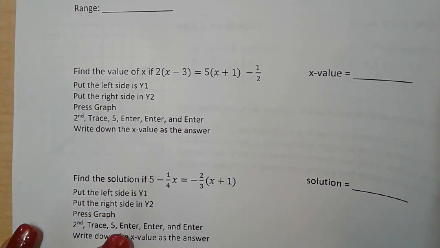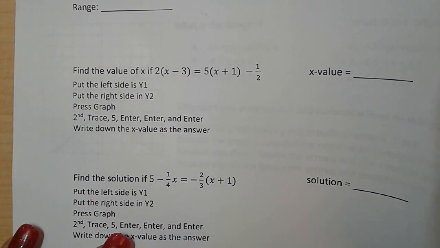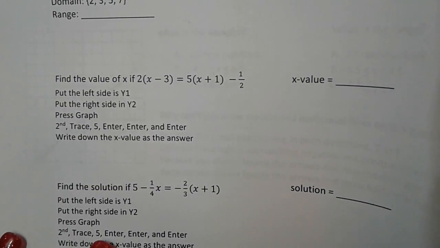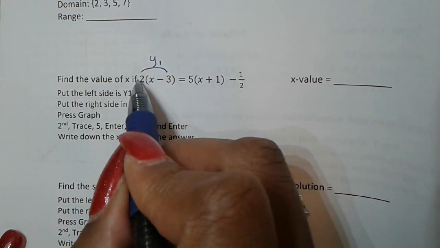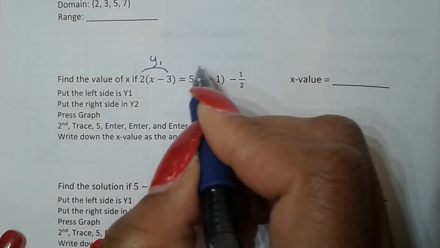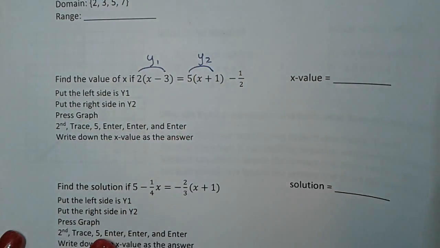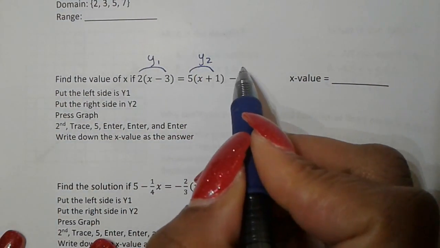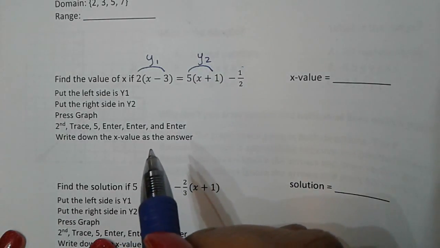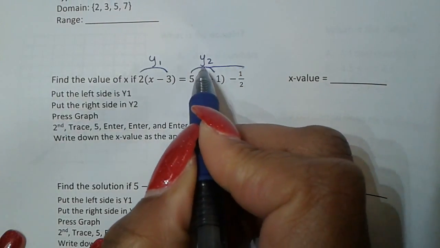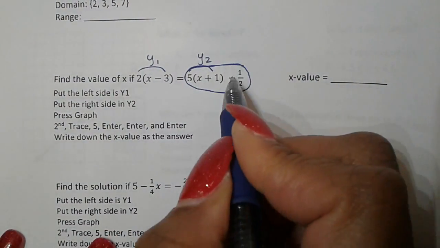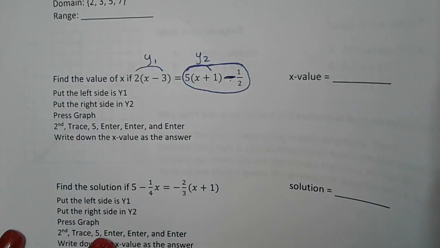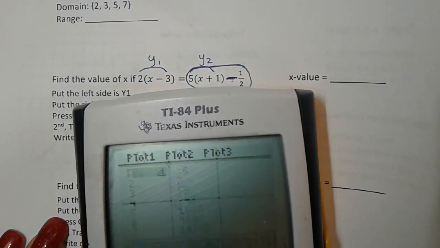Now, let's look at this problem. Review. This is simple. We're going to use the calculator trick to make sure we get the answer correct as we continue to practice solving them by hand. Put this in Y1. What is this? The left side. Put this in Y2. What is that? The right side. Can I leave off the -1/2? No. Because all of this is the right side. And that is -1/2, not negative. So let's get to typing.